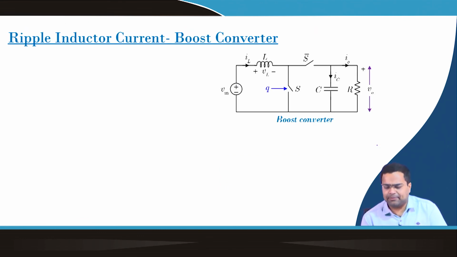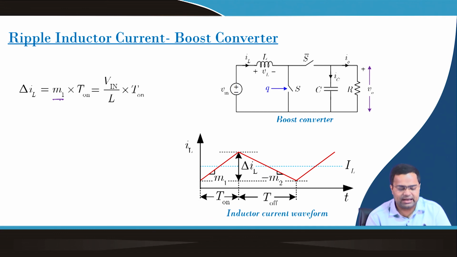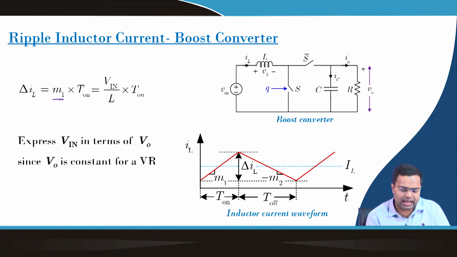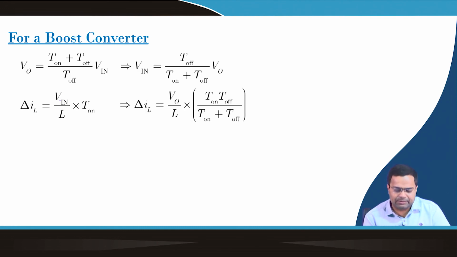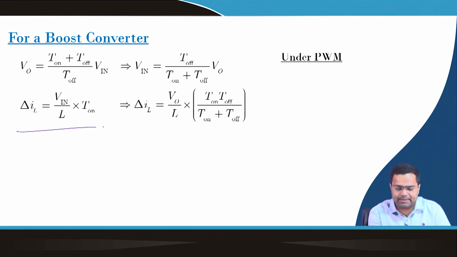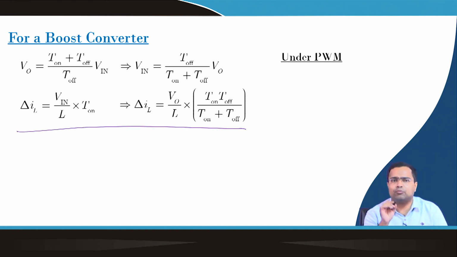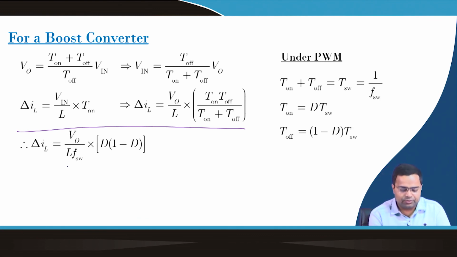Ripple inductor current of a boost converter can be derived in a similar way to a buck converter, by finding the rising slope and expressing it in terms of input and output voltage. So, for a boost converter, the ripple inductor current under pulse width modulation, the process is the same as earlier, only you have to find out the ripple current in terms of the output voltage, inductance and the duty ratio.